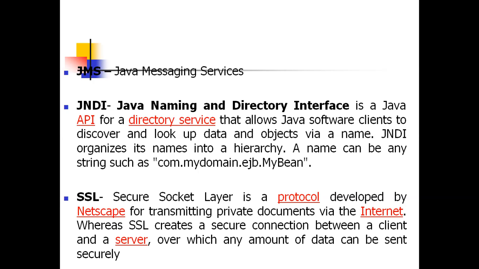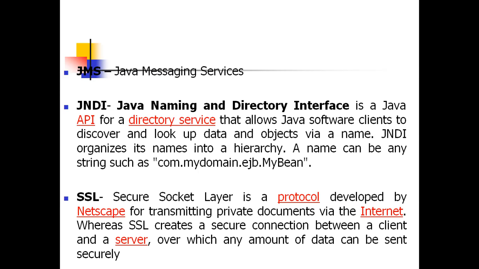This is for defining, describing, and organizing names into a hierarchy. A name can be any string such as com.mydomain.ejb.mybean. So this is a hierarchy: under the com package we have the mydomain package, and inside it EJB and mybean. Maybe different hierarchies can be used here. So this is called Java Naming and Directory Interface.